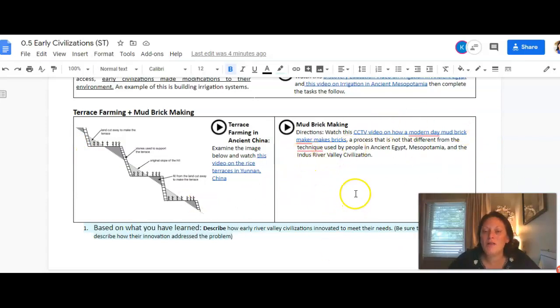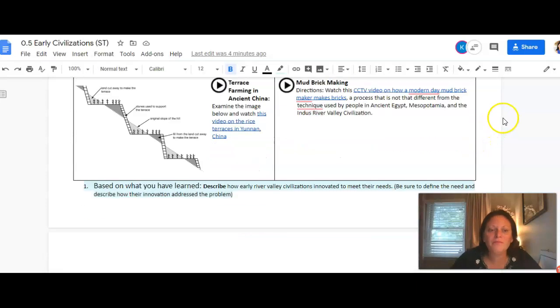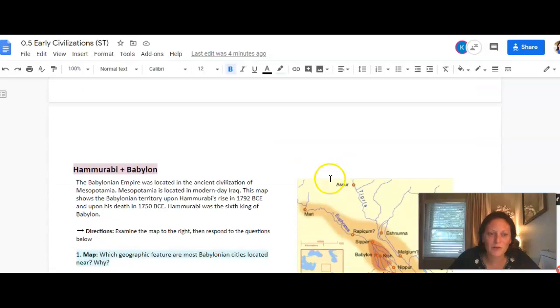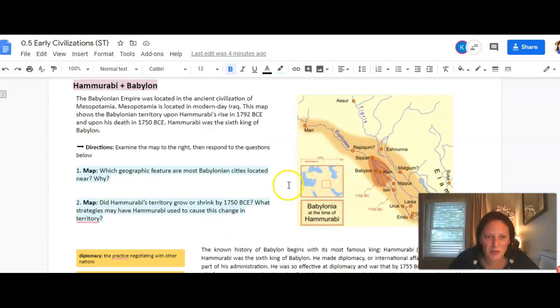And here's some things that happened with the mud brick making, in how a modern day mud brick maker makes bricks, and it's not very different than how they were actually using early techniques in Egypt, Mesopotamia, and in Indus River Valley civilization. So you have a question there based on those 3 videos, and here's the part that we're going to go over together as a class for study skills today.